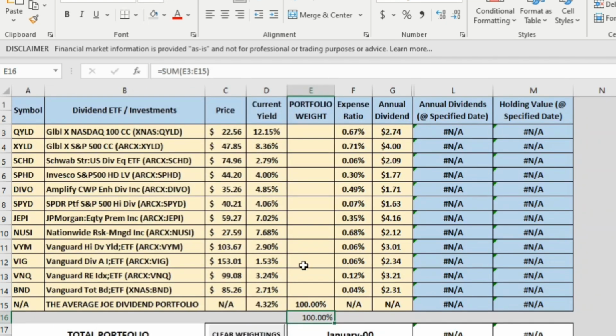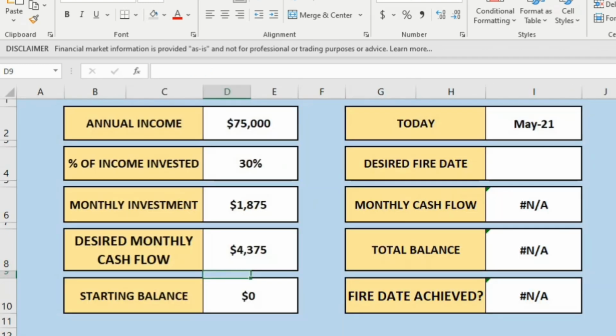So what I'm gonna do, we're gonna go over to the dashboard. We're gonna start with 100% of the Average Joe dividend portfolio. I'll give you a few different looks of what the differences are, and then I've got a surprise for you at the end of the video.